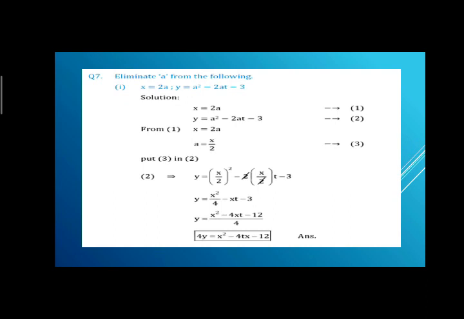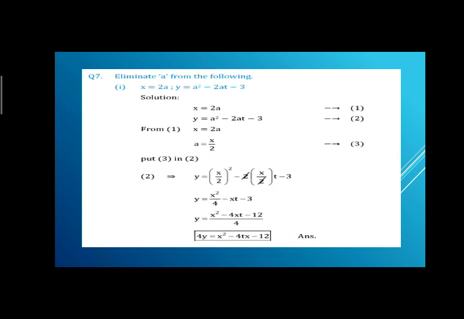So after the LCM, you subtract all these three terms, that is x square minus 4xt minus 12. Now we multiply 4 with y, so the simplified equation now becomes 4y is equal to x square minus 4xt minus 12. Good. 4y equals x square minus 4xt minus 12.